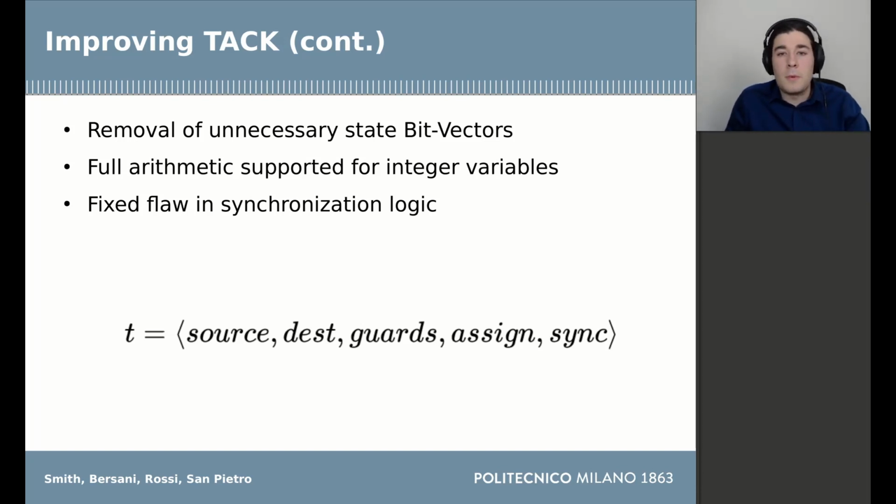In addition, we were able to make some improvements over the original TACK implementation. The original TACK solver did not actually support full arithmetic for integer variables. Integer variables previously could only be tested for equality, but they could not be tested for less than or greater than relationships. So we fixed that in the new TACK iteration. And we've also cleaned up some of the synchronization logic to enable one-to-many synchronization, whereas before there was a flaw in the one-to-many synchronization logic.